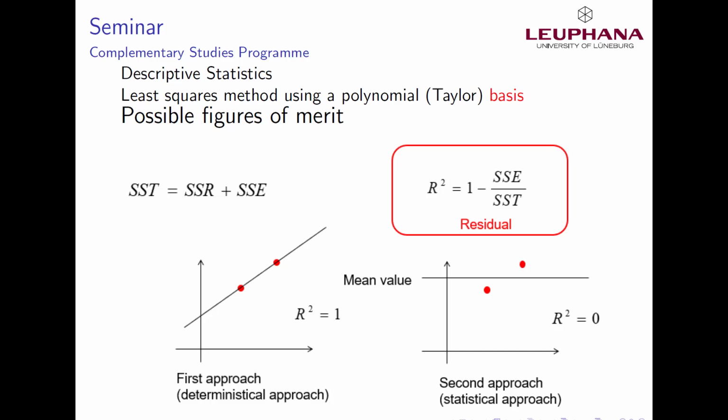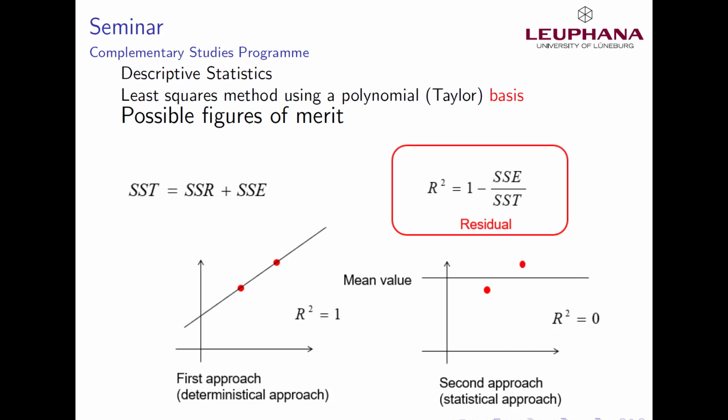I mean, R square is always positive. This is not a drawback. It's between 0 and 1. This is not a drawback. We can see that it is between 0 and 1. For SSE equal 0, when I fit all points, as in the first approach here on the left part, R square is equal 1.